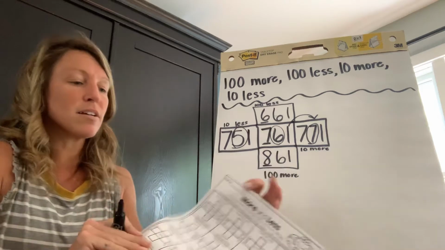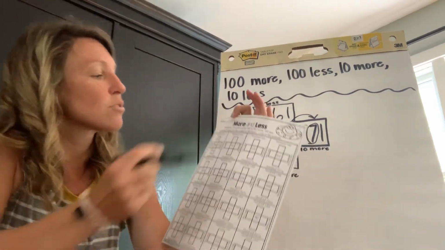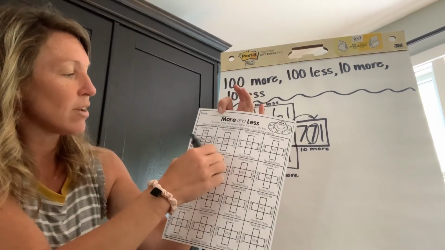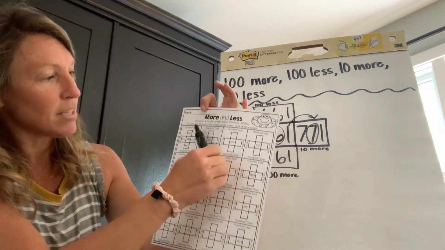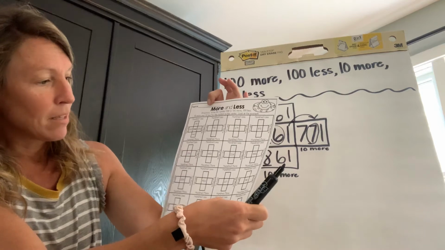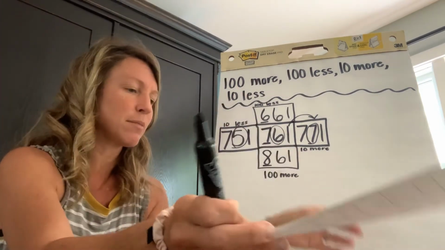Today, with your work, you're going to practice doing the more and less. So it helps you, 100 less, 100 more, so up and down, 10 less and 10 more. And this is the sample example that we did together. I think since this is review, you guys should be able to get it pretty easily.